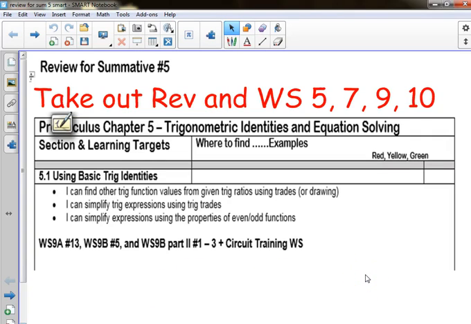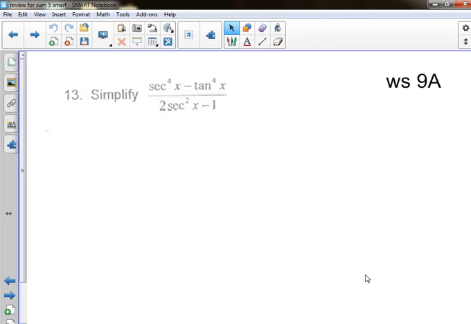So, quiz tomorrow. It does have 5.1, the simplifying stuff, on it again. Hunter and I worked yesterday on that circuit training worksheet. That's really good practice for what you're going to see on there. But there's also a question that you have to get a common denominator. So let me see. I put a bunch of stuff here.